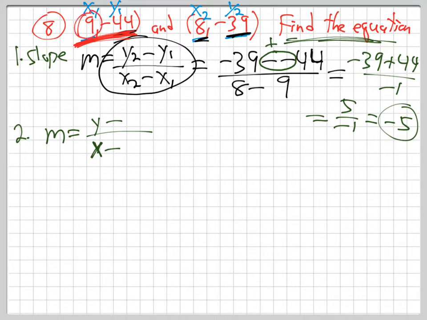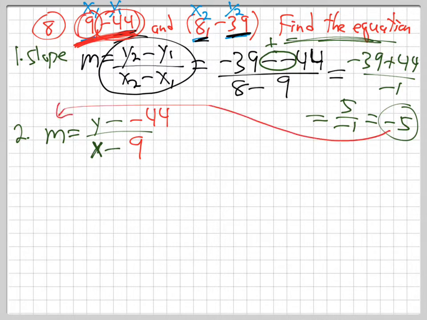So I'm going to put the x behind the x and the y behind the y. But again, there's subtractions in the formula. That's in addition to any negative numbers, okay? And then I'm going to grab this negative 5, because that's m. So negative 5 equals, that's going to be y plus 44 over x minus 9. Make that a little better.